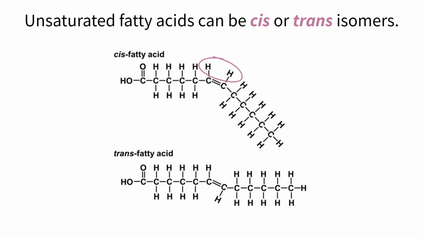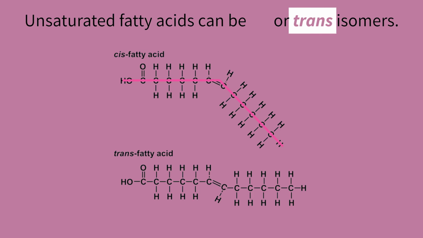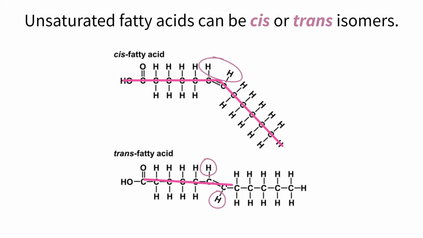Notice how this impacts the shape of the chain, causing it to bend. If the 2 hydrogen atoms are oriented in different directions or facing opposite sides of the molecule, we call this a trans fatty acid. This does not have the same impact on the shape of the chain compared to the cis isomer.